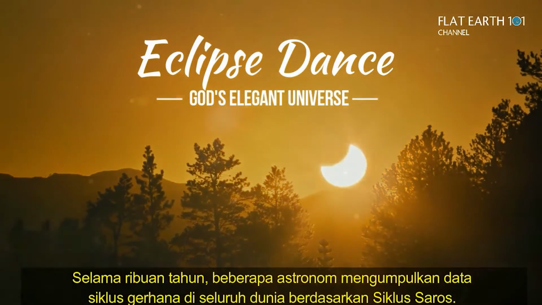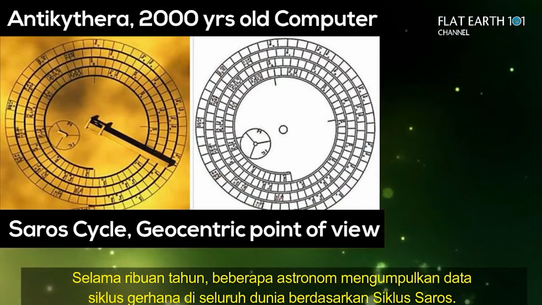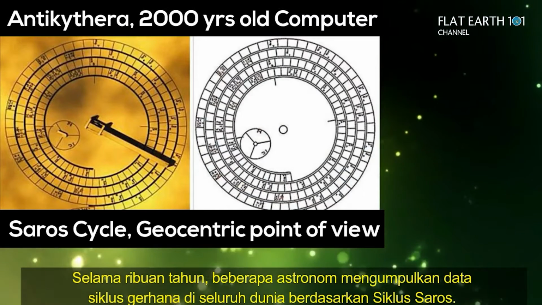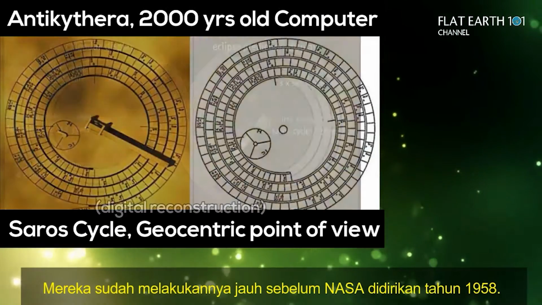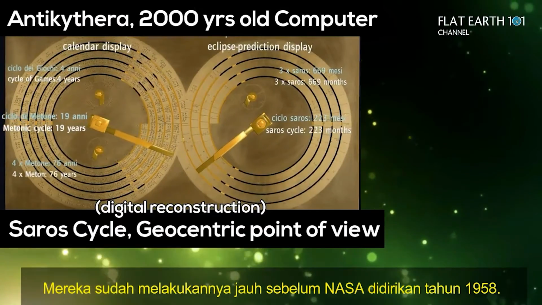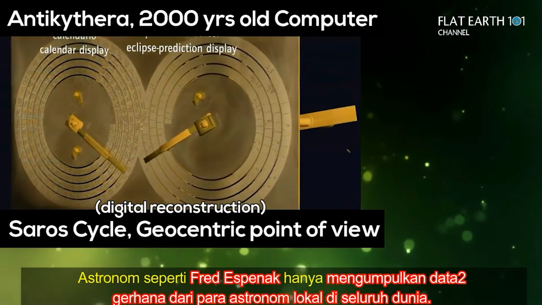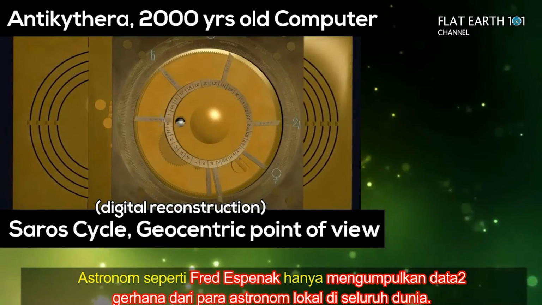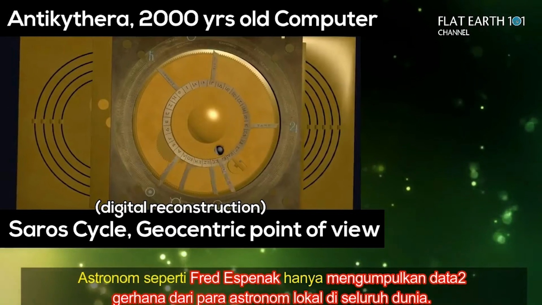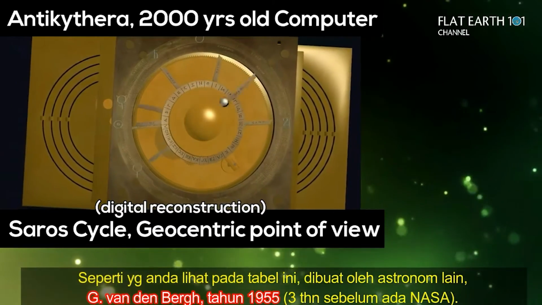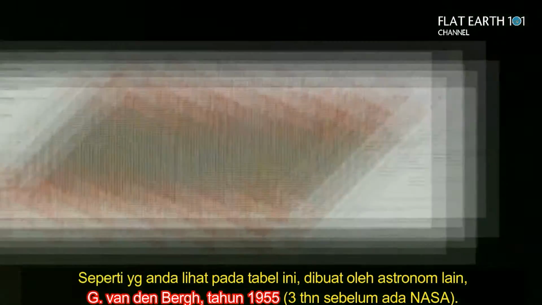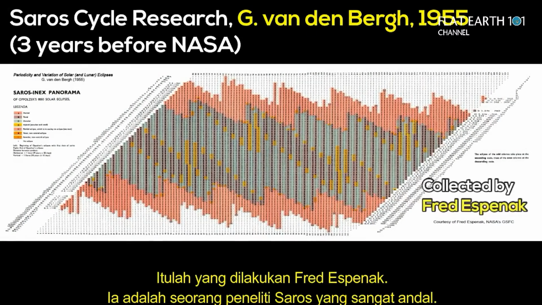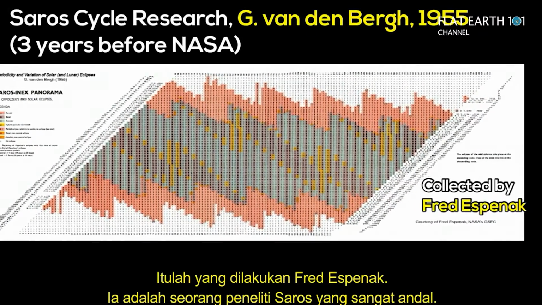For thousands of years, some astronomers collected eclipse cycles all around the world based on the Saros cycle. They started doing this a long time before NASA was established in 1958. Astronomers like Fred Espenak simply collected eclipse databases from other local astronomers all around the world. As you see in this table, it's made by another astronomer, G. Vandenberg, in 1955. That's what Fred Espenak did. He is a very good Saros researcher.